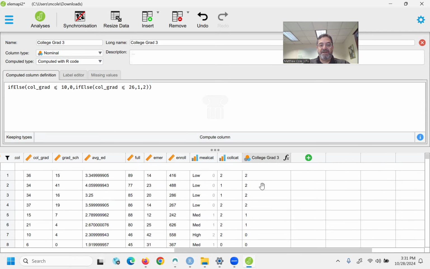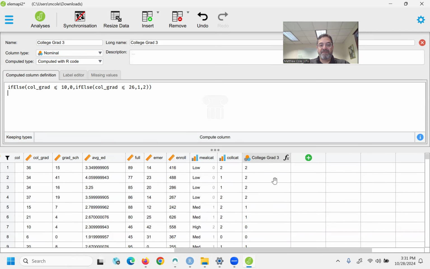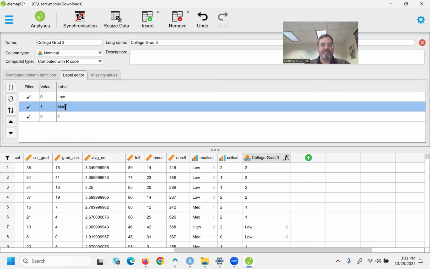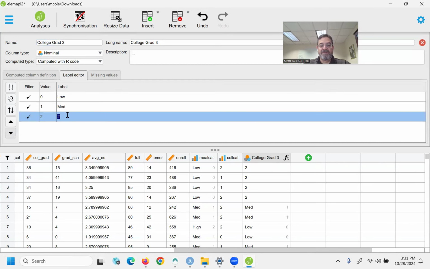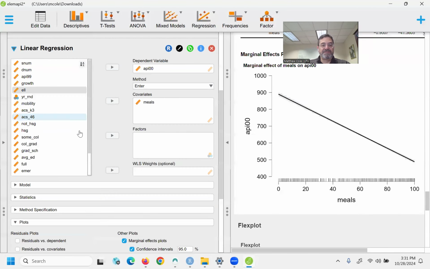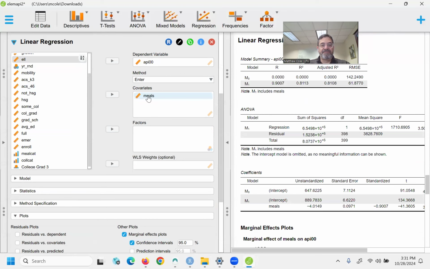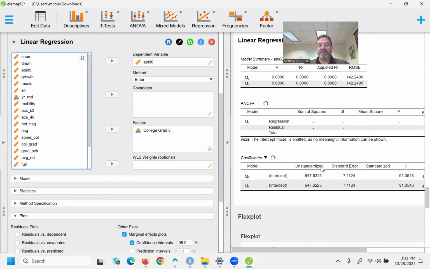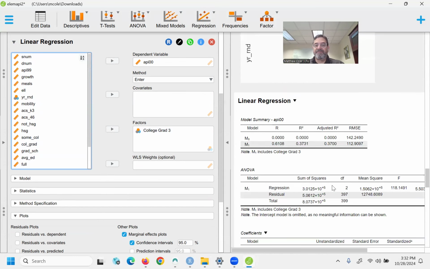And now it did it, right? So now we've created a new variable. In fact, we could label it if we wanted to. So this is low, medium, high, tab through it and it'll populate. And then we could do the regression like we have done before. Maybe practice up in this one. Now we'll do college grad as a factor. Let's see, what did we get?